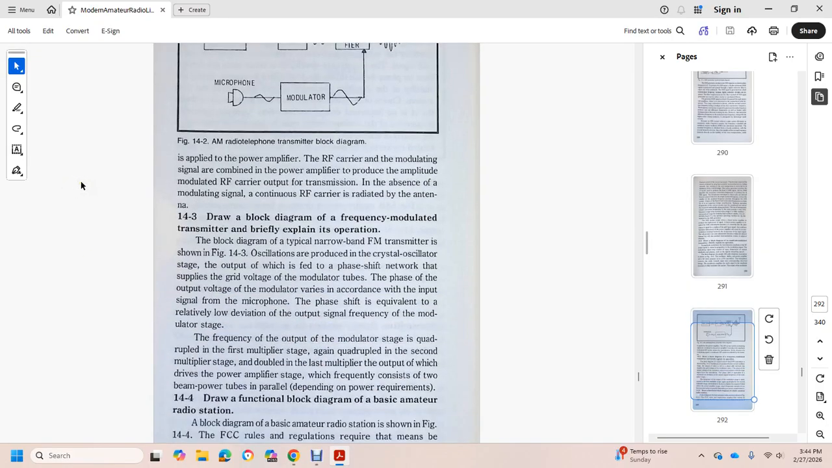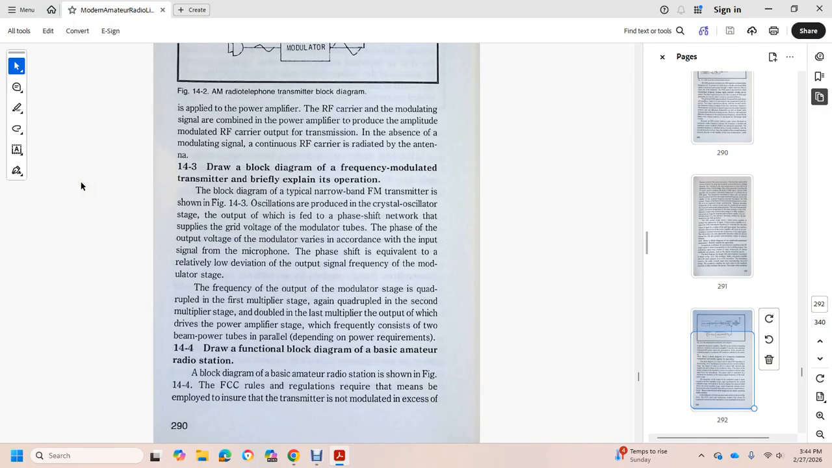Draw the block diagram of a frequency modulation transmitter and briefly explain its operation. The block diagram of the frequency modulation transmitter is shown in figure 14.3. Oscillations are produced in the crystal oscillator stage, the output of which is fed to the phase shift network. The phase shifts supply the grid voltage of the modulator, and the phase of the output voltage of the modulator varies with the input signal from the microphone. The phase shift is equivalent to a relative low deviation output signal of the frequency modulator stage.